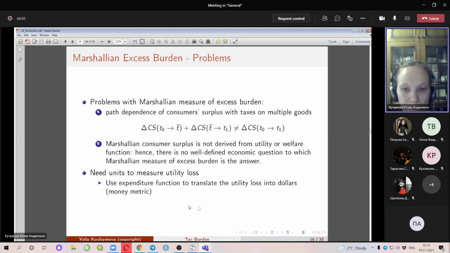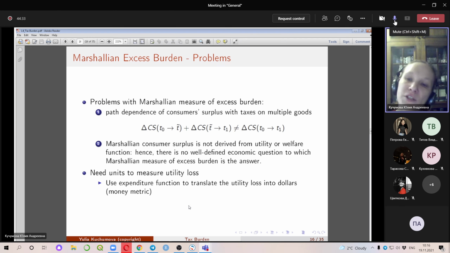Excuse me. Yes. Before moving forward, can you please, in short, illustrate the first problem with the Marshallian measure? It seems okay and clear mathematically, but I can't imagine it on the graph. So why does it happen?